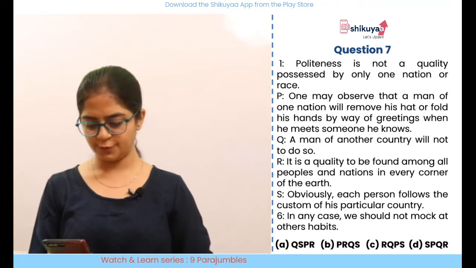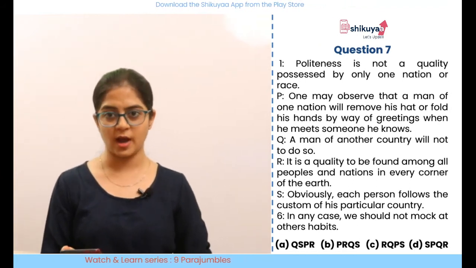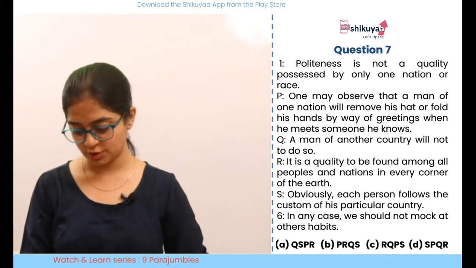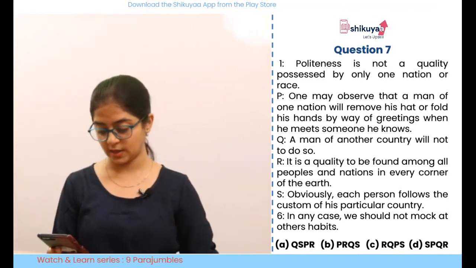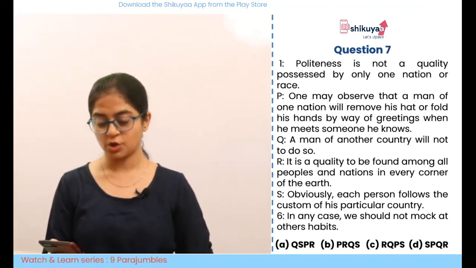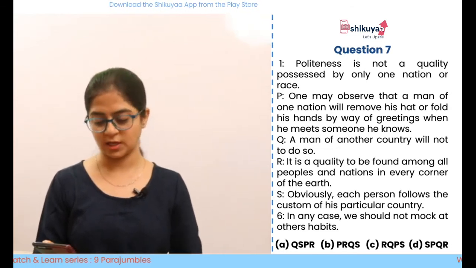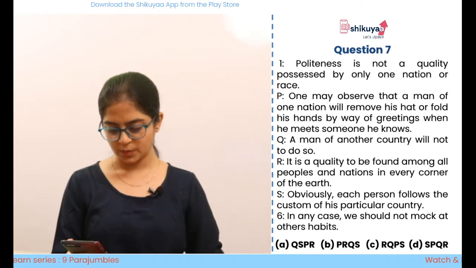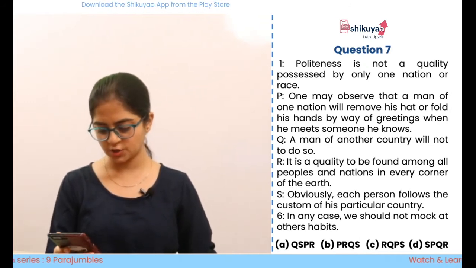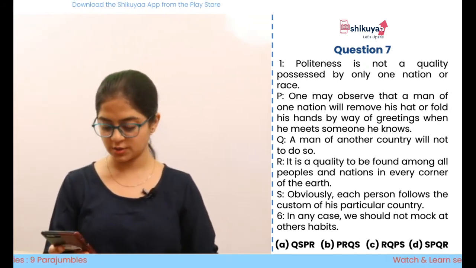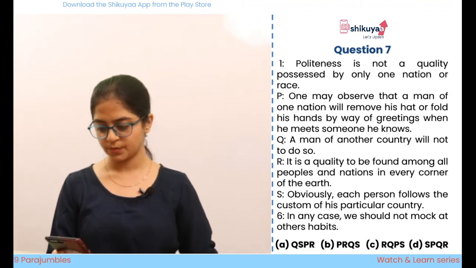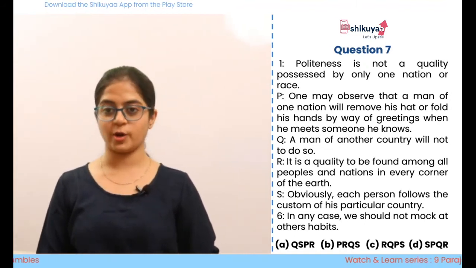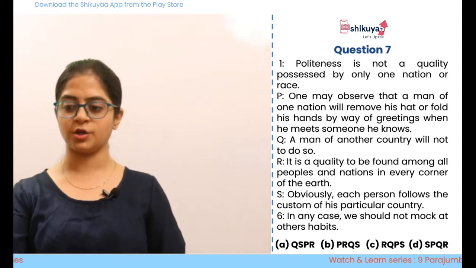Okay, the people from the Shikuyaa application are replying with the correct answer. Most of them have again attempted the correct answer. I'm talking about the previous question number 6. Okay. Umakant, Pratiksha, Misbah, Jnaneshwari, Jaita. Congratulations, you have given the correct answer. Please try to solve question 7, which is on your screen.